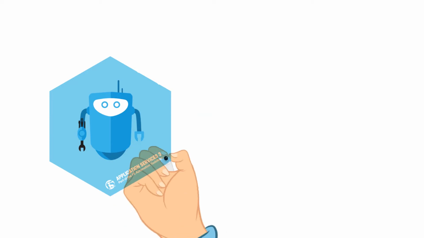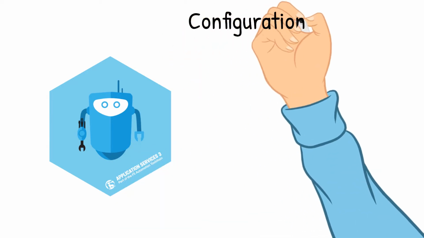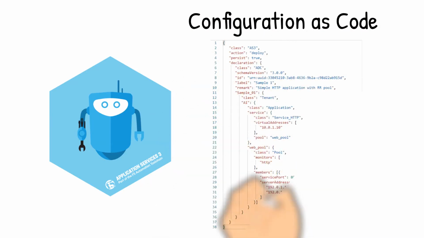With F5's Application Services 3 extension, it provides you the ability to create the configuration as code using a declarative interface within the Big IP for managing application-specific configurations.